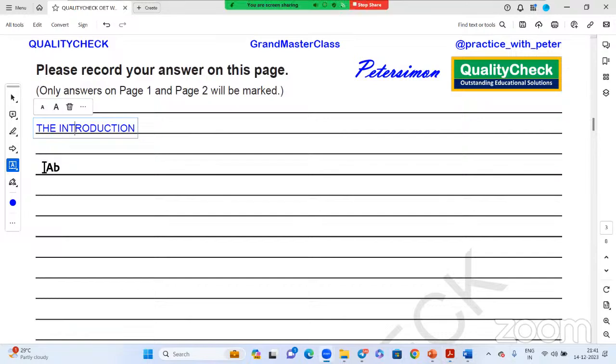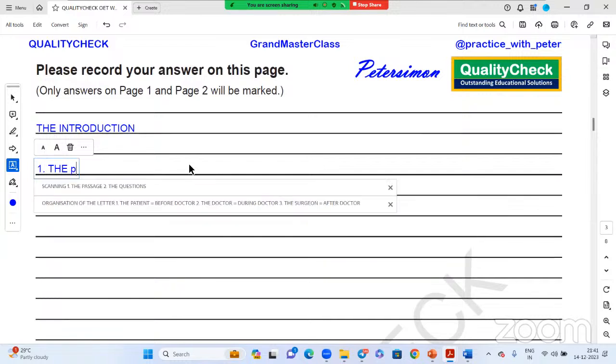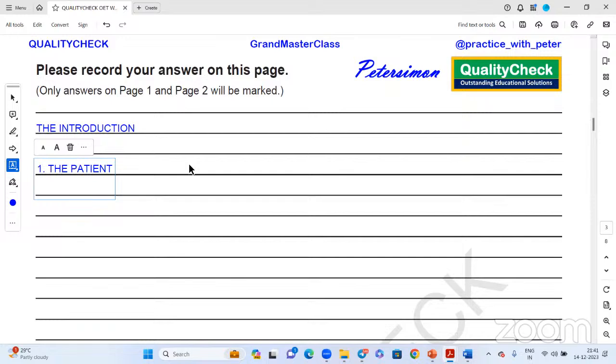Right. Now let us see what are the components that you are going to write. Number one, the first component is the patient. The patient is the first component. And the next one is, what is his present condition? What happened?